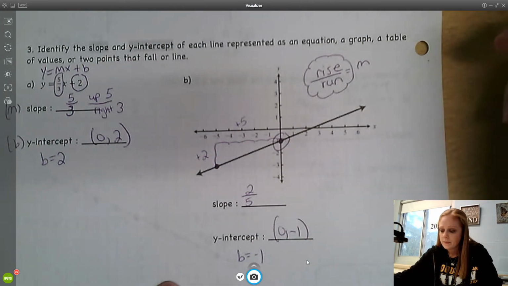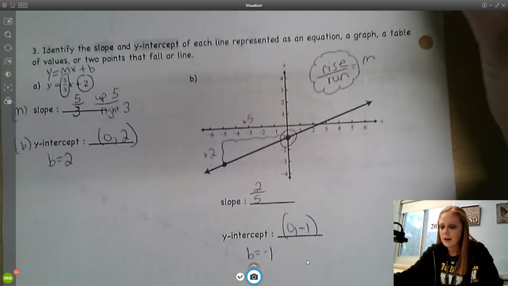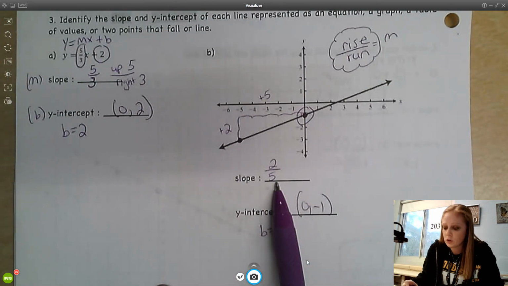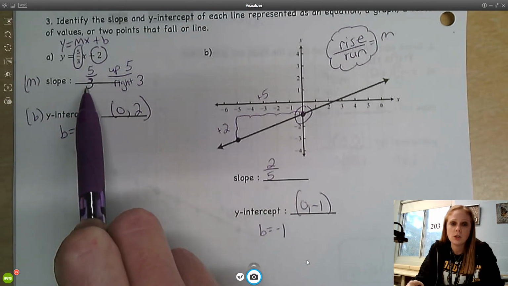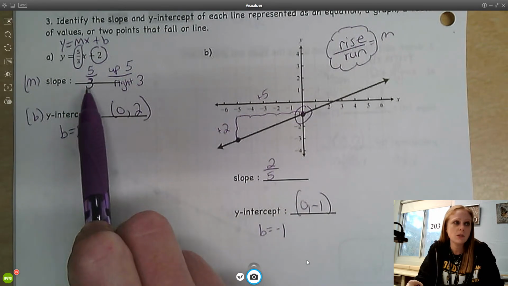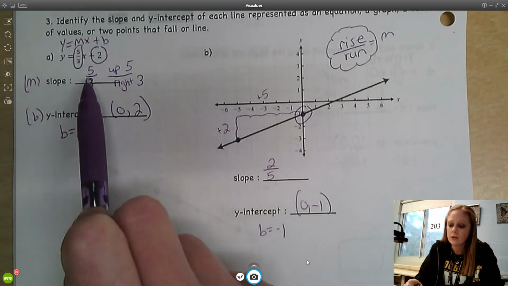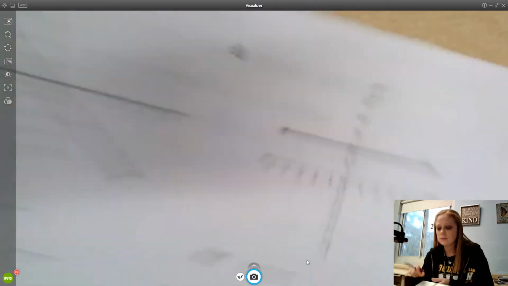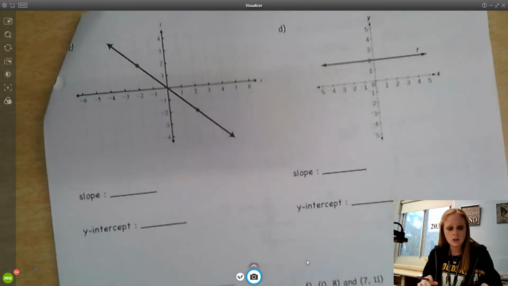All right. And then if we had to compare these, just note that we have a slope of 5/3 and a slope of 2/5. You could always put those in your calculator, convert them to decimals to see which slope is bigger. 5/3 is going to be the greater slope. And they have different y-intercepts. Okay, let's look at the next one.